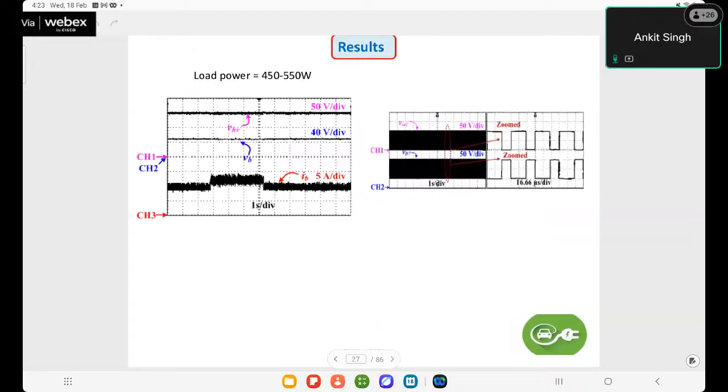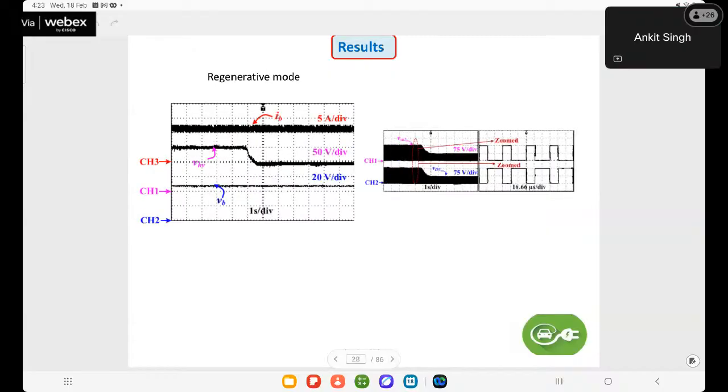And this result is during the propulsion operation. Again, propulsion operation is by varying the load power. And this is the regenerative braking operation. In regenerative braking operation, the battery is charged through the regenerated energy.